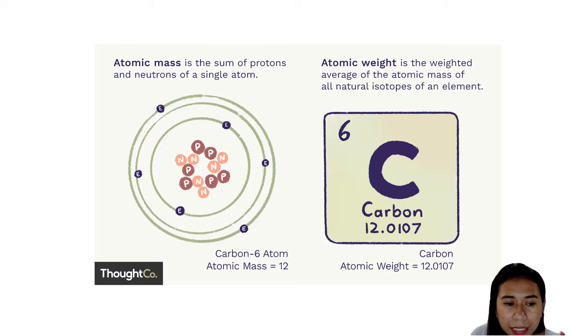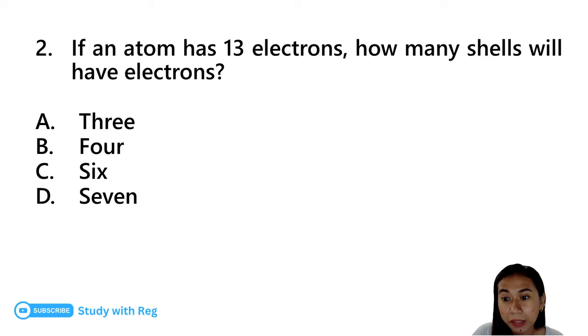Let's proceed to number two. O, diba? Number one pa lang nun. Dami lang nating concepts. Don't forget those one, ha? Napakalaga nun. Number two, if an atom has 13 electrons, how many shells will have electrons? Oh, ito. So, this has something to do with the maximum number, the capacity of the shell, electron shells. Oh, ano sagot natin dito? Pag merong 13 electrons, how many shells will have electrons?